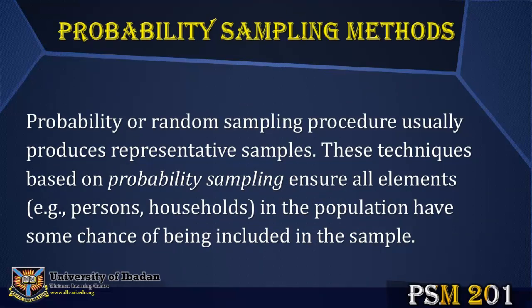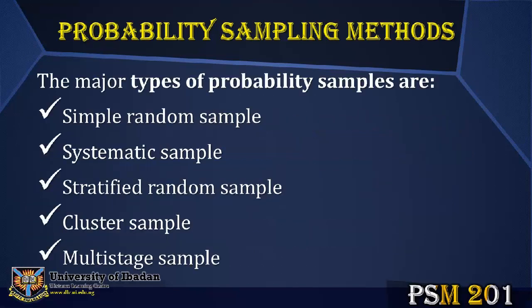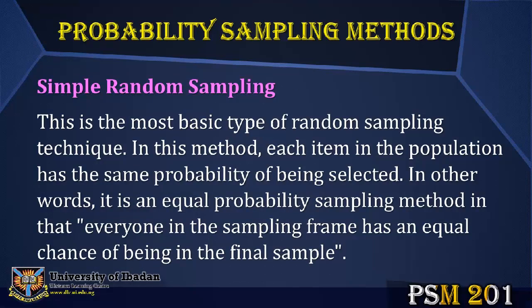Probability sampling methods. Probability or random sampling procedure usually produces representative samples. These techniques based on probability sampling ensure all elements, e.g., persons, households in the population have some chance of being included in the sample. The major types of probability sample are simple random sample, systematic sample, stratified random sample, cluster sample, multistage sample. Simple random sampling. This is the most basic type of random sampling technique.